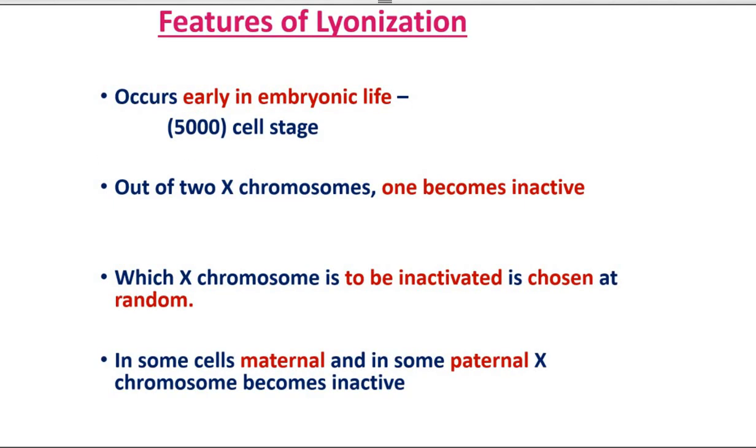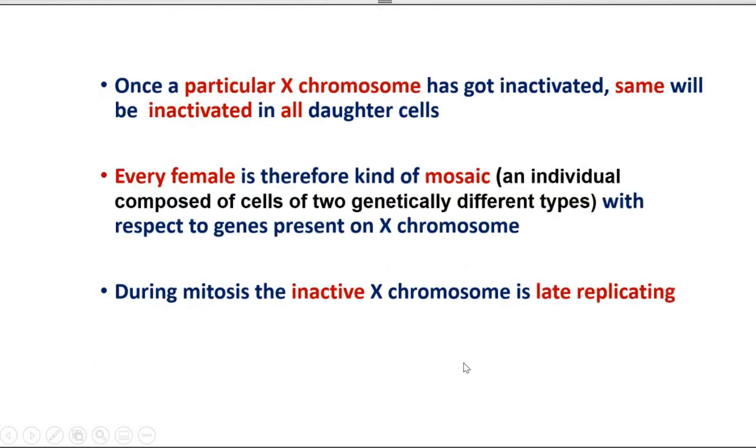Now, what are the features of Lyonization? We are just summarizing now. Lyonization occurs early in embryogenesis, where one of the two X chromosomes is inactivated. Which chromosome is to be inactivated is chosen at random. It can be either maternal or paternal in a particular cell.